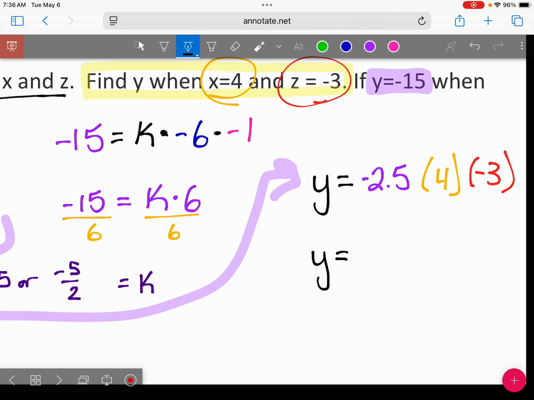What is negative 2.5 times 4 times negative 3? We should get 30.